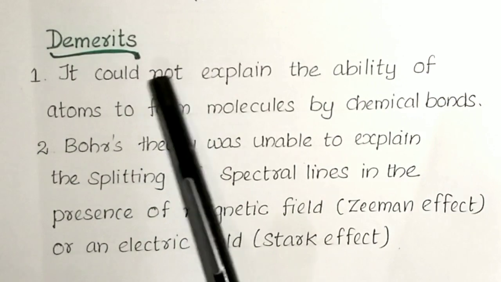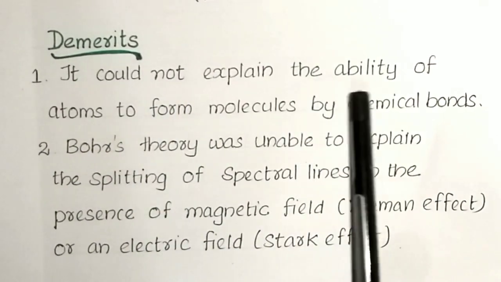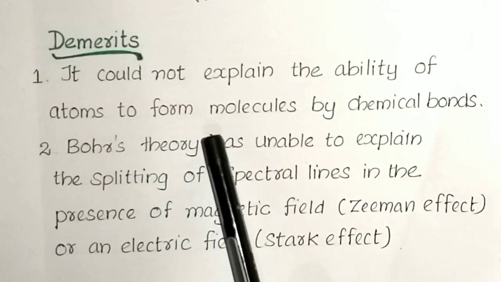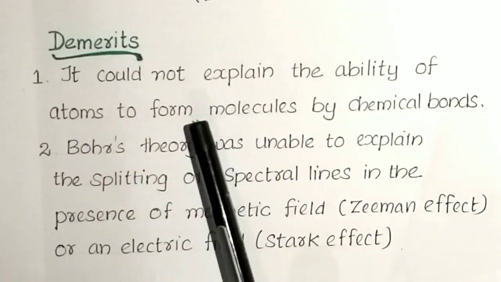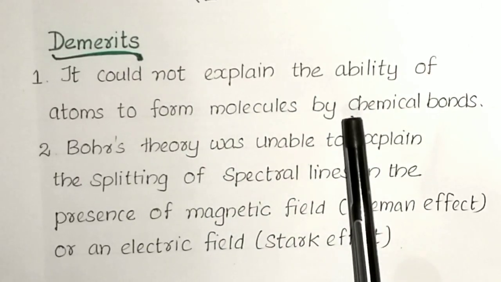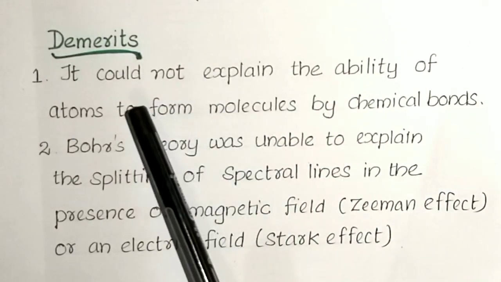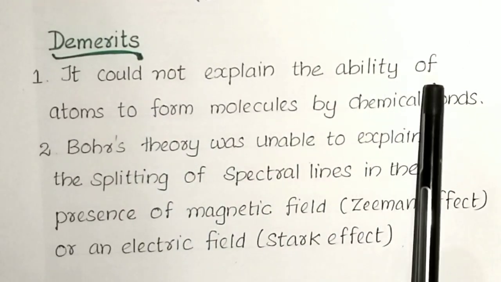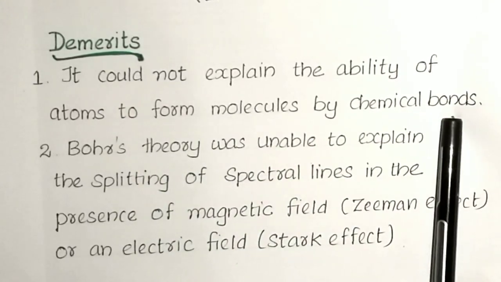Next, demerits of the Bohr atom model. First one is, it could not explain the ability of atoms to form molecules by chemical bonds. According to the Bohr atom model, the atoms are already stable, then why do they combine to form molecules? That is one demerit. It could not explain the ability of atoms to form molecules by chemical bonds.